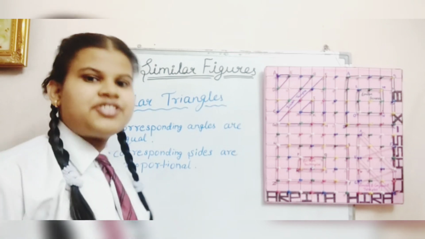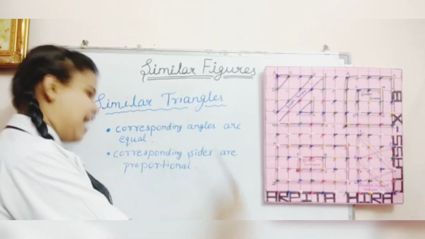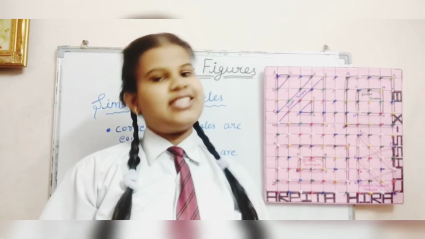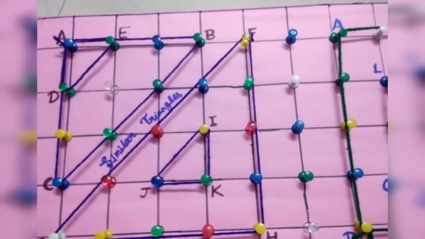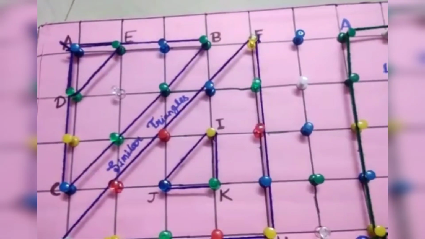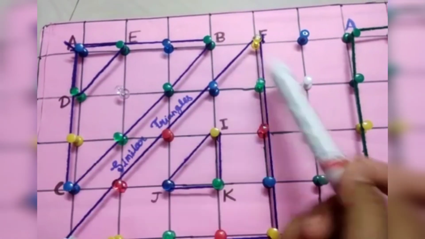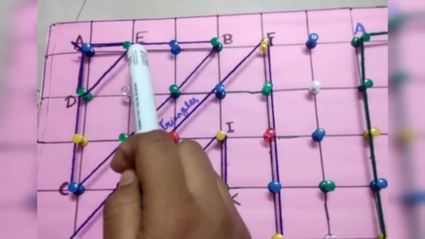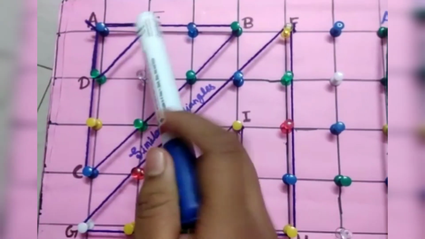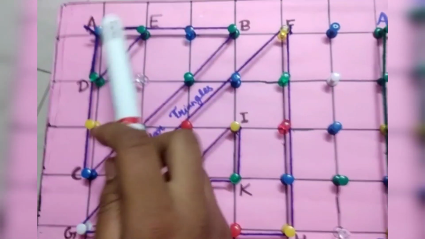So first look upon similar triangles. What are similar triangles? Triangles whose corresponding angles are equal and corresponding sides are proportional are called similar triangles. Let us see with this geoboard. Here we can see triangle ADE and triangle ACB. We can clearly see here that DE is parallel to CB. That's why angle ADE is equal to angle ACB and angle AED is equal to angle ABC because they are corresponding angles. And angle DAE is equal to angle CAB because it is the common angle.